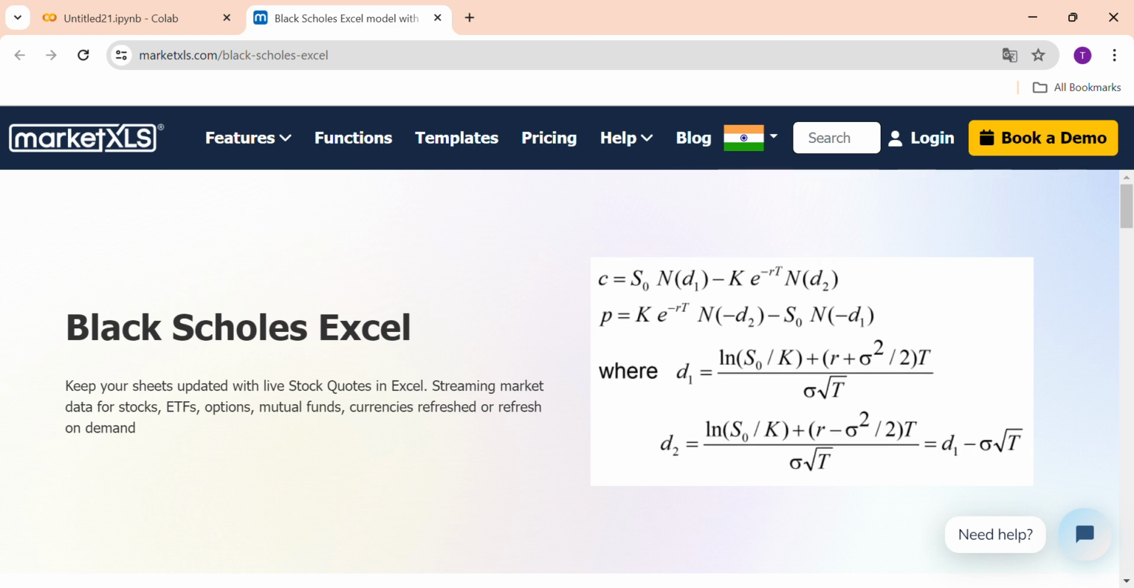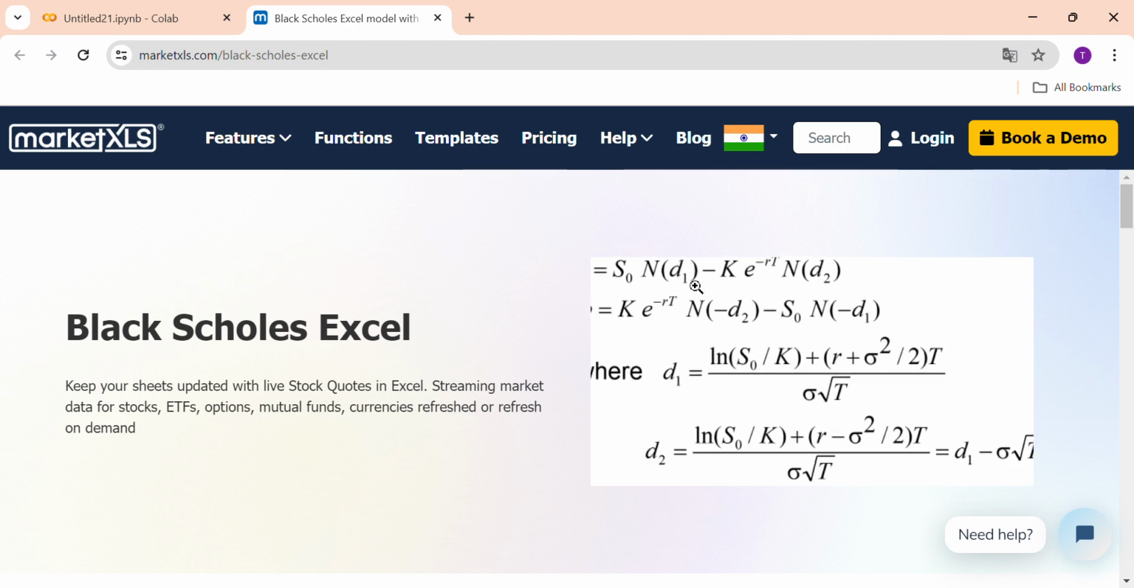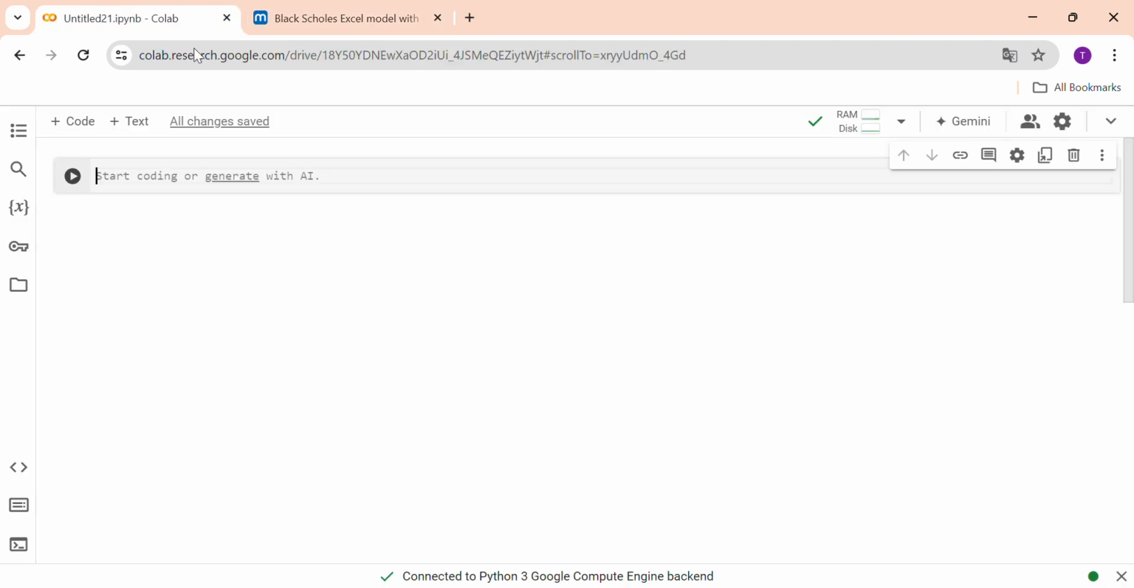Now you might wonder what is ND1. It is nothing but the cumulative distribution function of a random variable D1 which follows a normal distribution. So let us start the Python implementation of this formula. It is pretty much simple and intuitive as well.